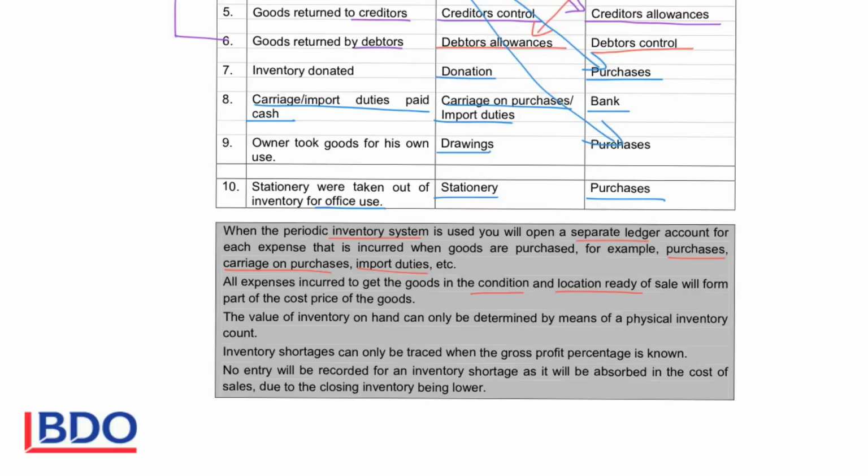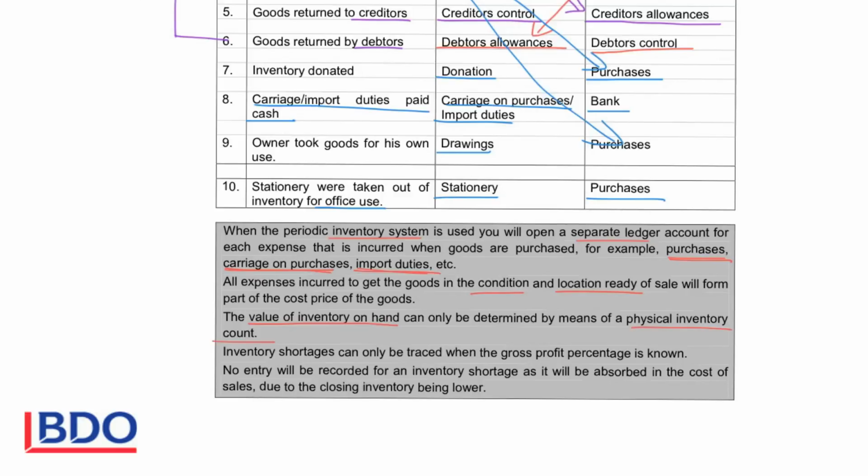So all these expenses will be recorded in the inventory account when we use the perpetual inventory system. When we use the periodic inventory system, we will open a separate account for purchases, carriage on purchases, import duties. So we create expense accounts for all the expenses that we pay. The value of inventory on hand at the end of the year or at any time during the year can only be determined by doing a physical inventory count.